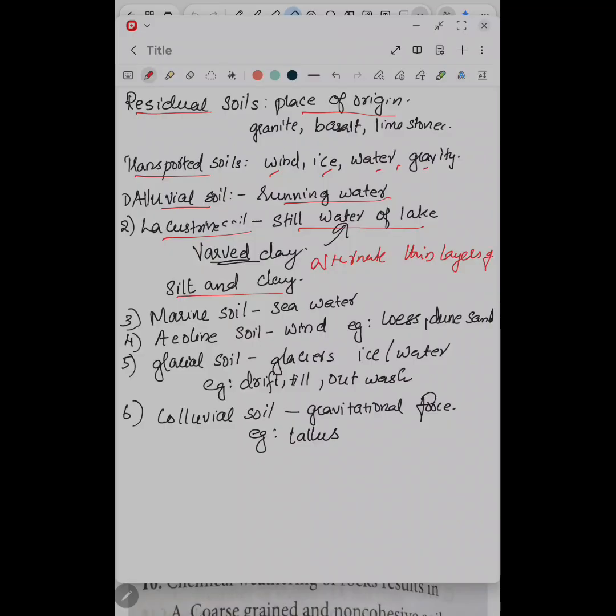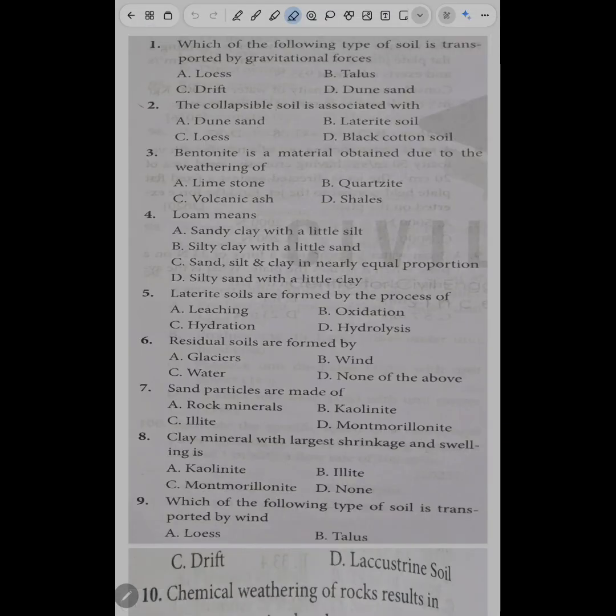Then next is marine soil. Here the agent is sea water. Then next is aeolian soil. Wind is the agent. Examples: loess and sand dunes. Next is glacial soil. Glacial soils, agent is glaciers, that is ice or water issuing from the melting of glaciers. The examples are drift, till and outwash. The examples are very important. The last one is colluvial soil. This is due to gravity. The example is talus. Okay. So in our question, which of the following type of soil is transported by gravitational force?